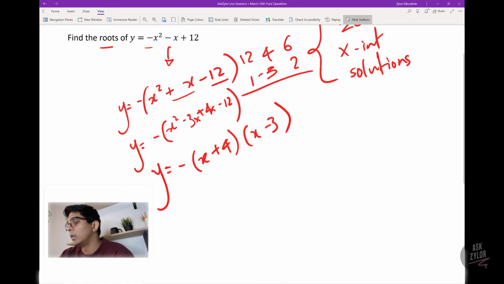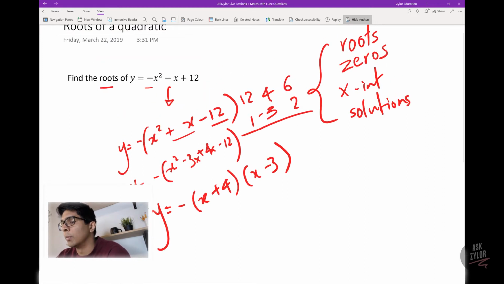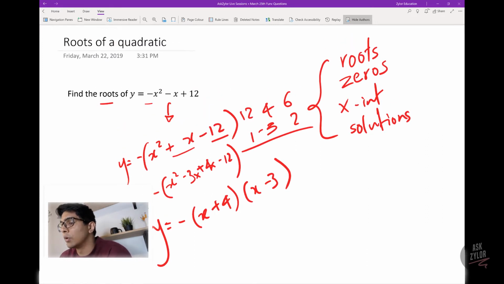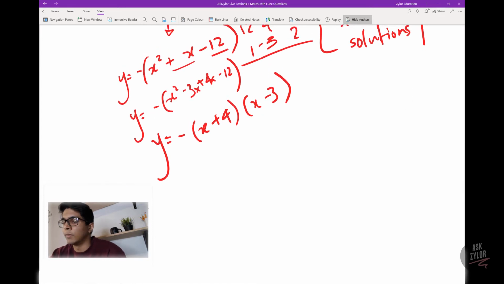So they're asking me what the roots of this function are. What we're doing right now is just refreshing some factoring for finding quadratic factors. So we went through some synonyms. We can call them roots, zeros, x-intercepts, solutions, but they all mean the same thing. We're trying to find the x-intercepts, and we can find that out by factoring our function.